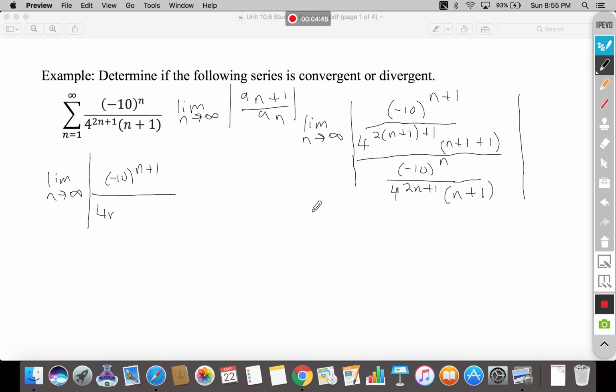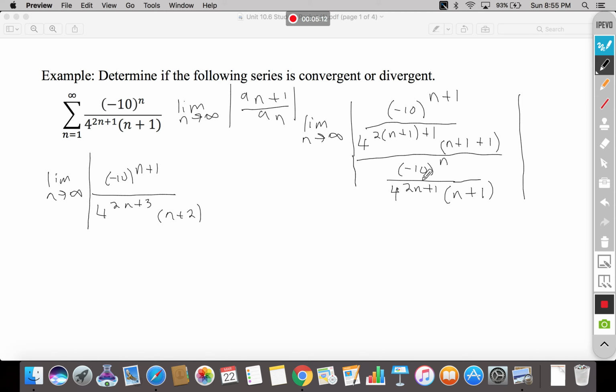4 to the 2n plus 3. Let me try that again. 4 to the 2n plus 3. All right. By cleaning up that numerator times, let's see, that'd be n plus 2 in the denominator down there. N plus 2. All right.